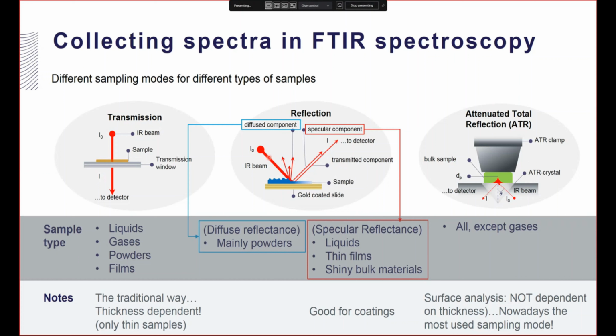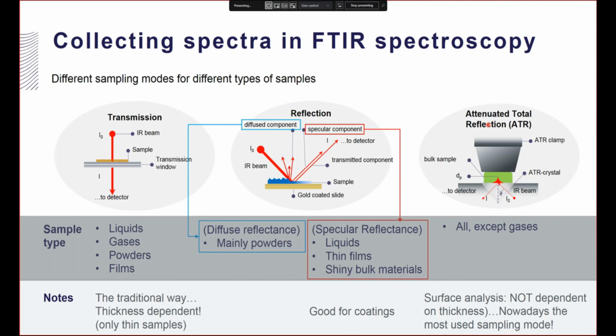We can also perform FTIR analysis by collecting our signal in reflection. Either we use the diffuse component if we have a rough surface, so we do it mainly with powders, or we can work with the specular component from a sample. And in this case, we can analyze liquids, thin films, and also shiny bulk materials. So, for example, it's good for coatings like varnishes and paintings.